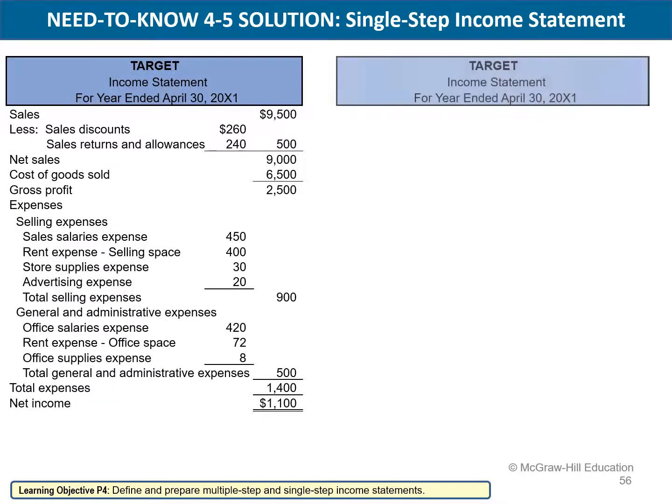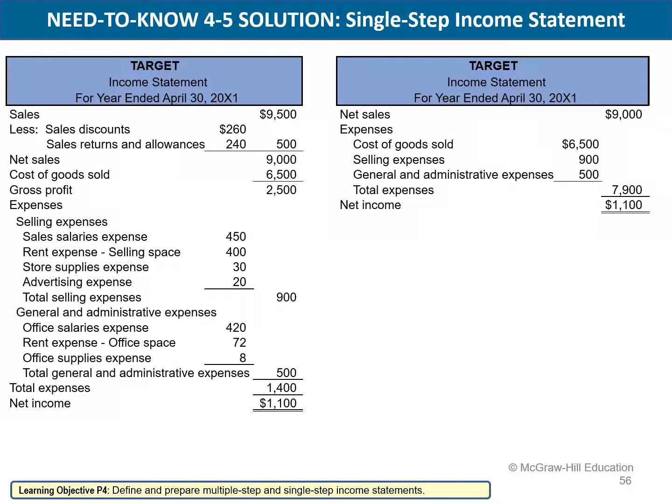Okay, if we were going to do a single step income statement, we would start with net sales. So we'll start with the $9,000. We would list our expenses in the big groups: cost of goods sold, selling, and G&A, for total expenses of $7,900 and net income of $1,100.